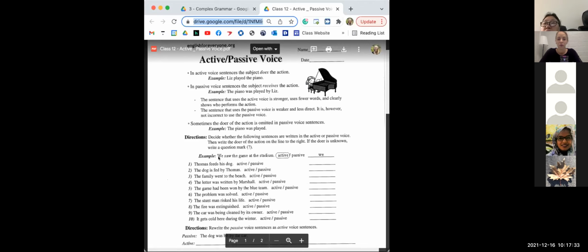So for example, we saw the game at the stadium. We can find our verb, saw, which is the simple past tense. So we know this is an active sentence. And who is the doer? We. We is the subject of the sentence.